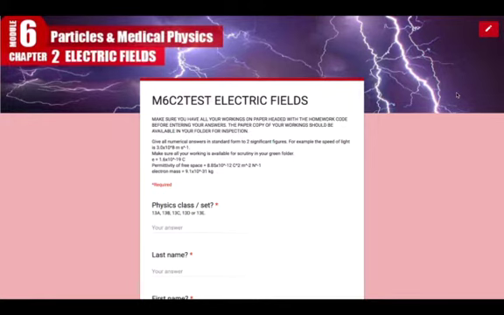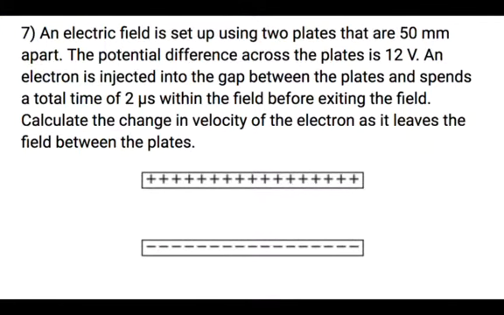M6C2 test, electric fields. Question 7, which reads: an electric field is set up using two plates that are 50 millimeters apart. The potential difference across the plates is 12 volts. An electron is injected into the gap between the plates and spends a total time of 2 microseconds within the field before exiting the field. Calculate the change in velocity of the electron as it leaves the field between the plates.